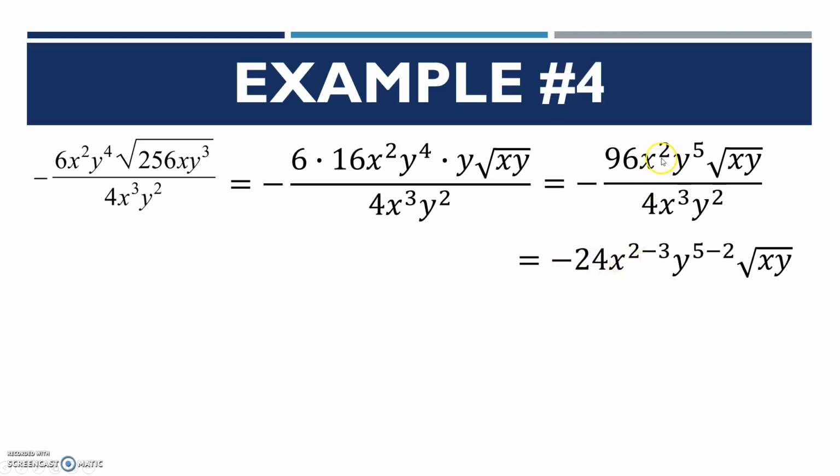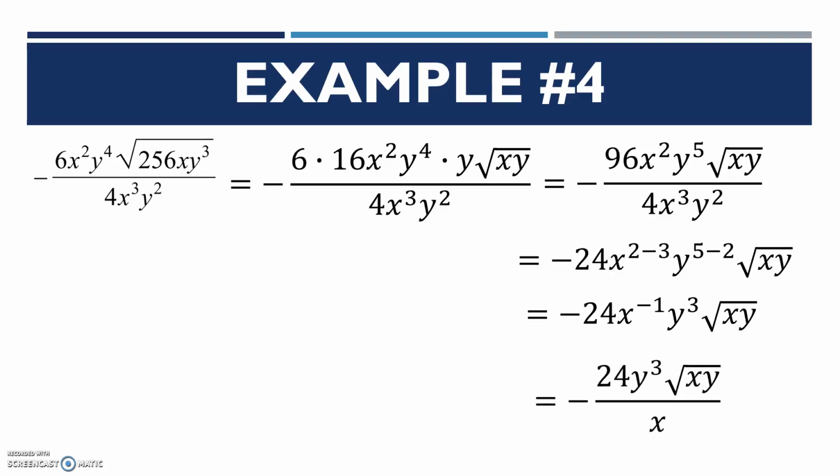For the x's, I'm going to do 2 minus 3, and for the y's, I'm going to do 5 minus 2. When I simplify that, I get x to the negative 1 and y to the positive 3. Once again, I cannot have a negative exponent, so I'm going to take x and x alone and put it in the denominator.